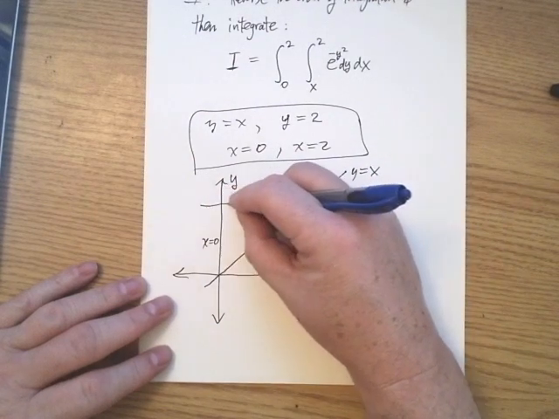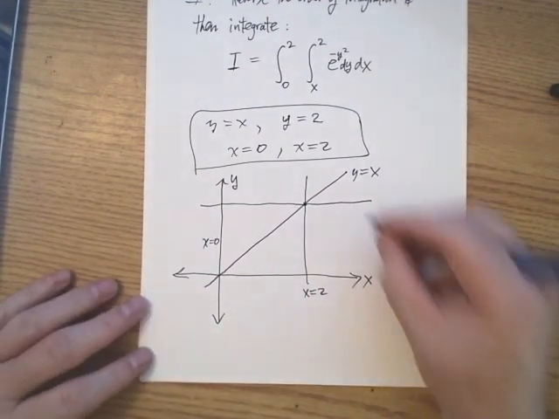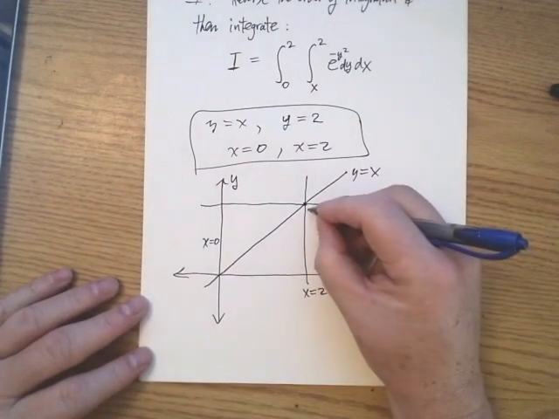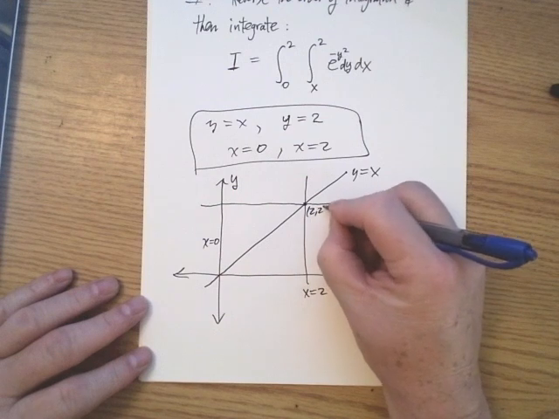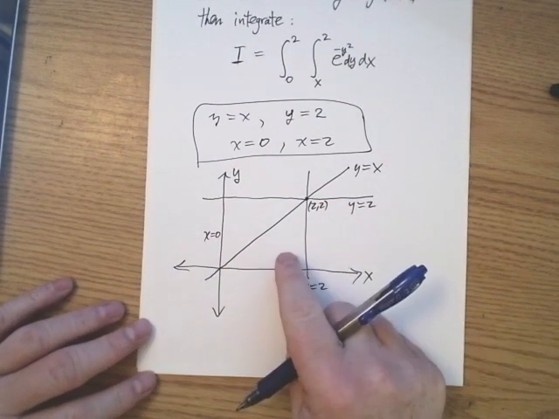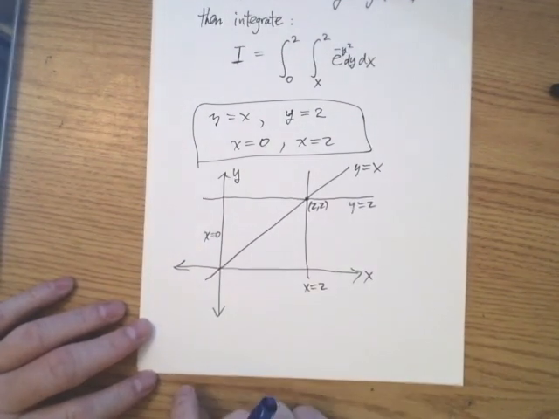Well, I claim it goes right through there where those intersect here. This is y equals 2. You guys see that point of intersection is actually (2, 2). Now you've got to be careful. Am I integrating over this triangle or that one? The answer is actually this one.